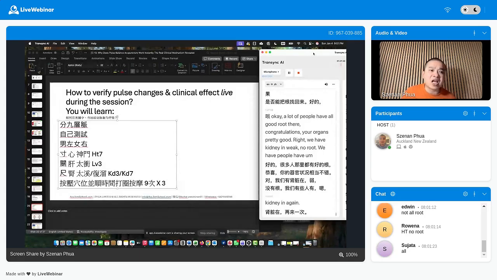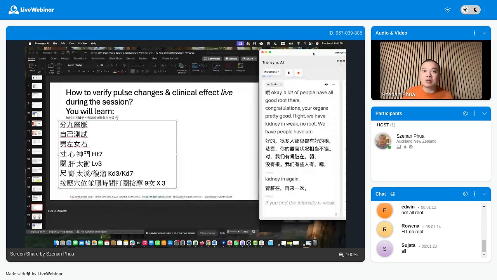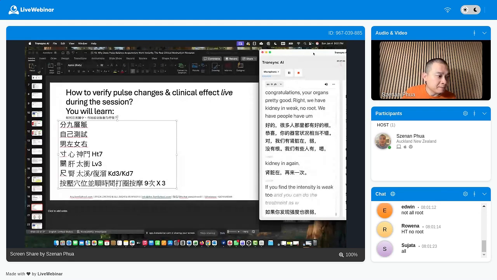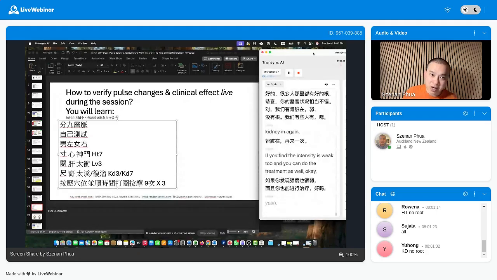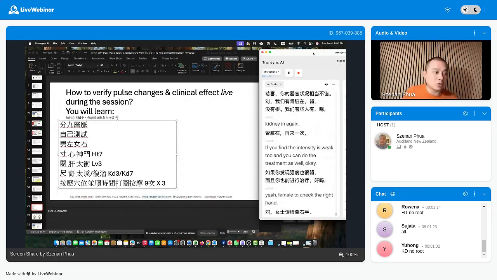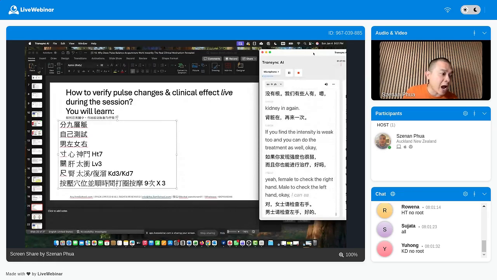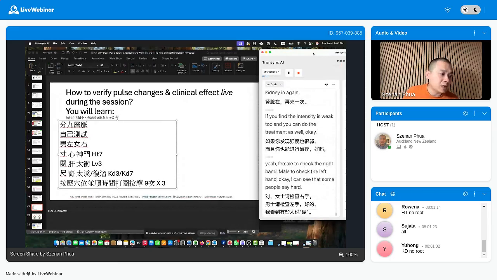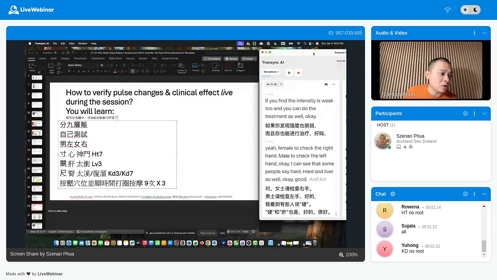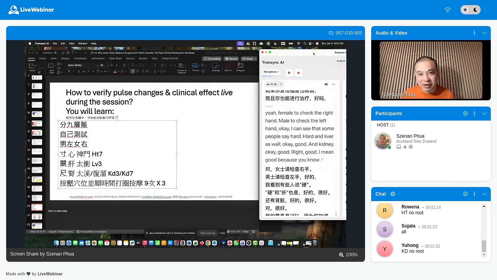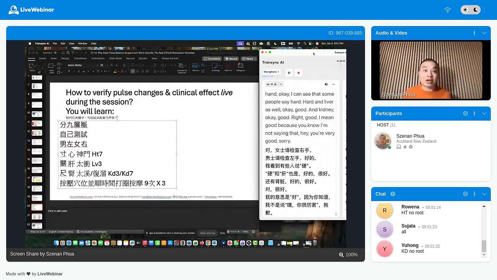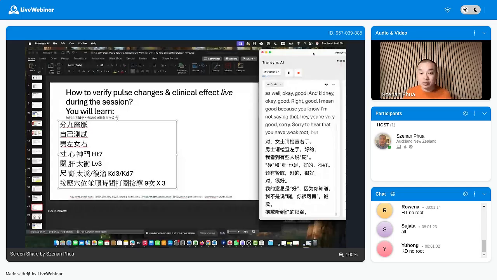If you find the intensity is weak too, you can do the treatment as well, okay? Female check the right hand, male check the left hand, okay? I can see that some people say heart and liver as well. Okay, good. And kidney. I mean good because, you know, I'm not saying that you're very good. Sorry to hear that you have weak root, but we're going to get the treatment.